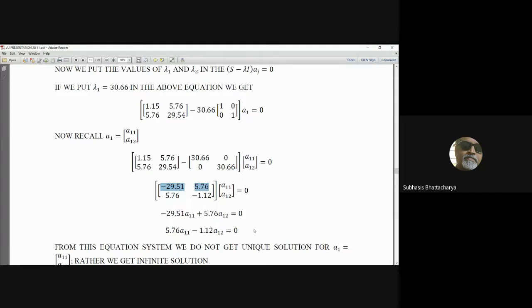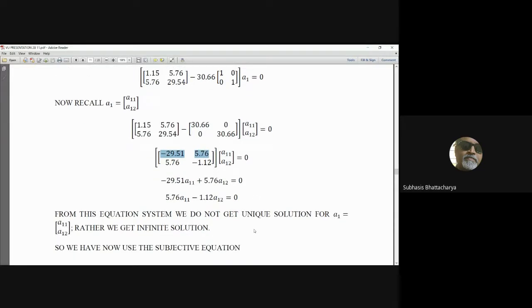From this equation system we do not get any unique solution, because both are equal to 0. We cannot solve for A11 and A12 from these two equations. We get infinite solutions. So what do we have to do? Then we apply the subjective restriction.